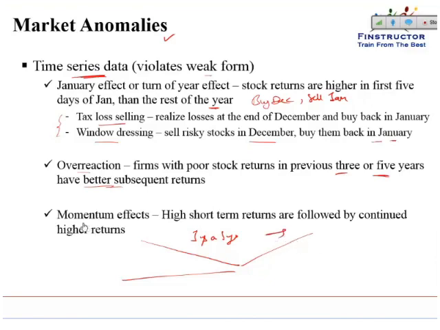We've also seen some momentum effect. That is, high short-term returns are followed by high short-term returns, and low short-term returns are followed by low short-term returns. So there is some momentum and some overreaction which has been seen. Hence, following these trends can give us some excess return. These are some anomalies that we've seen in time series data.